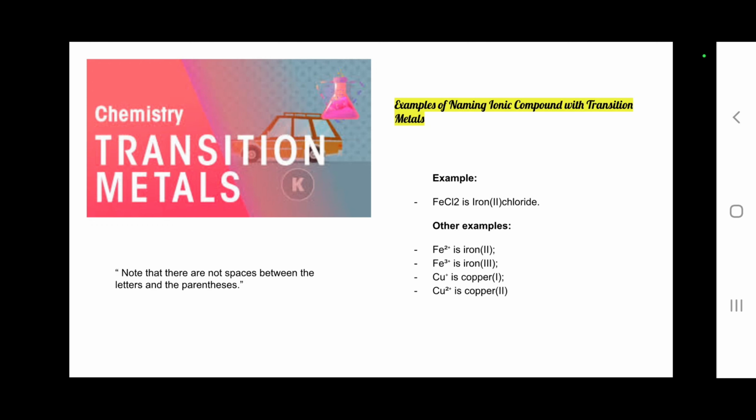Examples of naming ionic compounds with transition metals. FeCl2 is iron(II) chloride. Fe2+ is iron(II). Fe3+ is iron(III). Cu+ is copper(I). Cu2+ is copper(II).